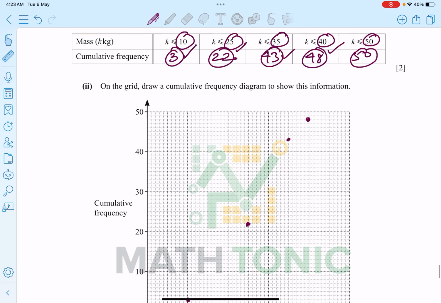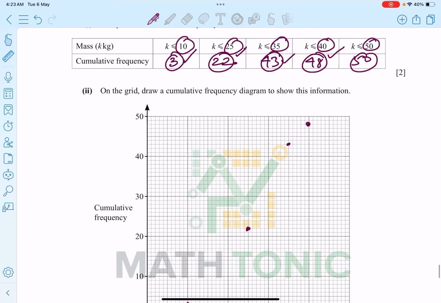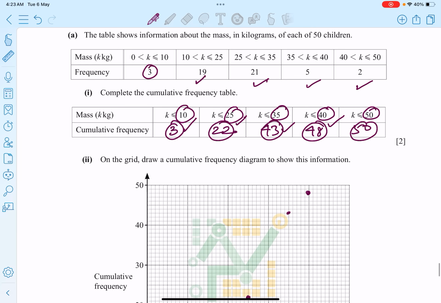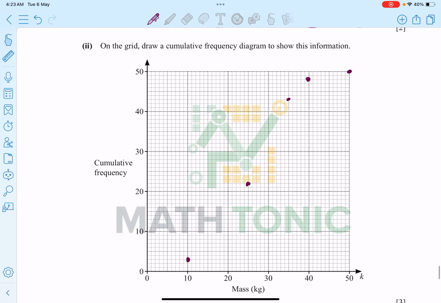Yes. And for 50 it is given 50, right? So if I try to join this, don't join with the help of a ruler. You have to draw with a freehand sketch. Okay, this is the thing we're getting. Did you understand, everyone, clearly?